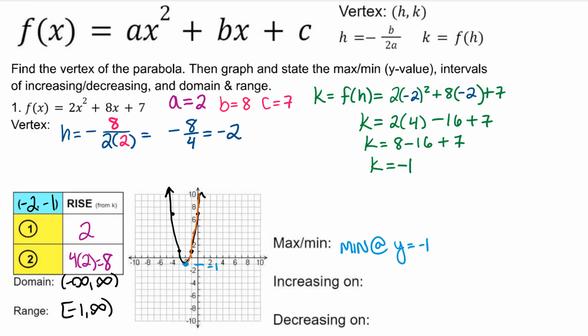To the right of the vertex, the y values continue to increase, so to the right of the vertex is our interval of increasing values, -2 to infinity. Now the x values for which the y's are decreasing would be all the x's from -∞ up to -2. There's graphing a parabola in standard form.